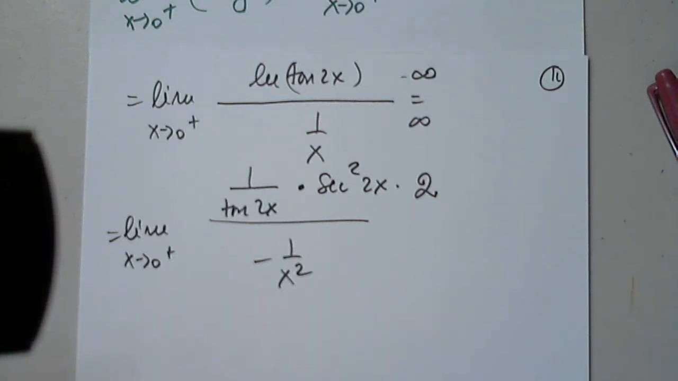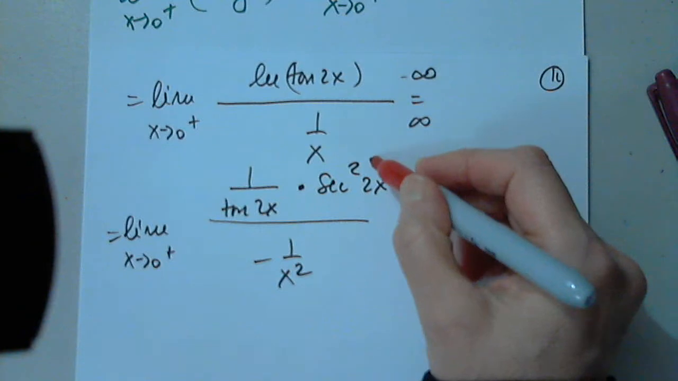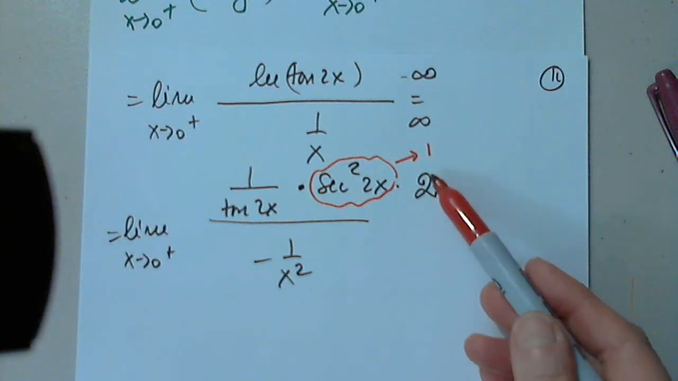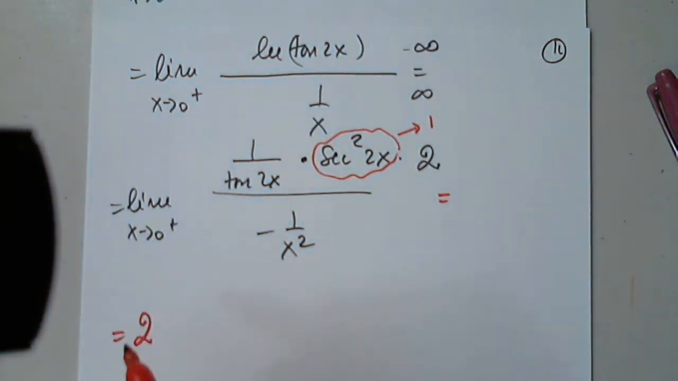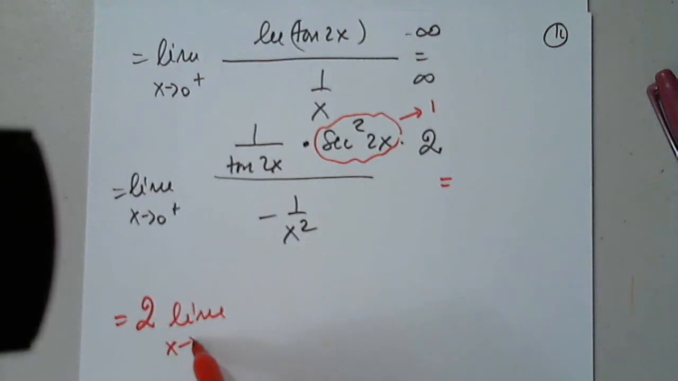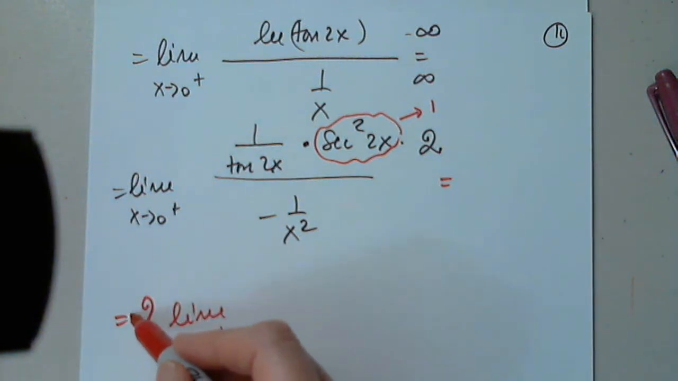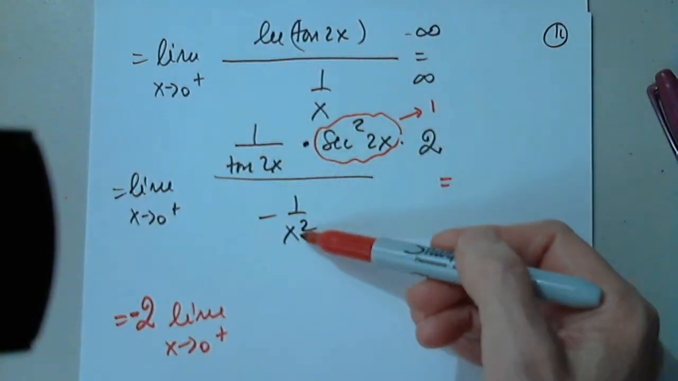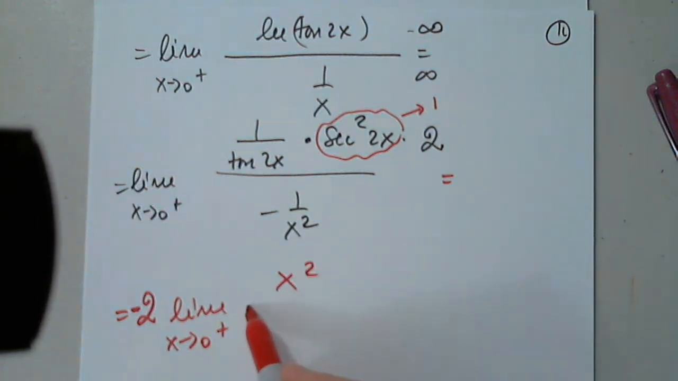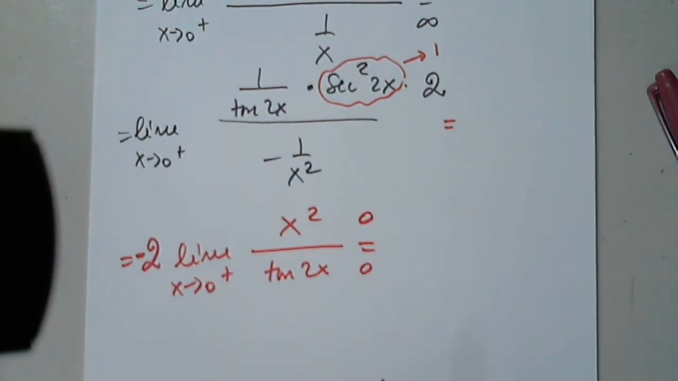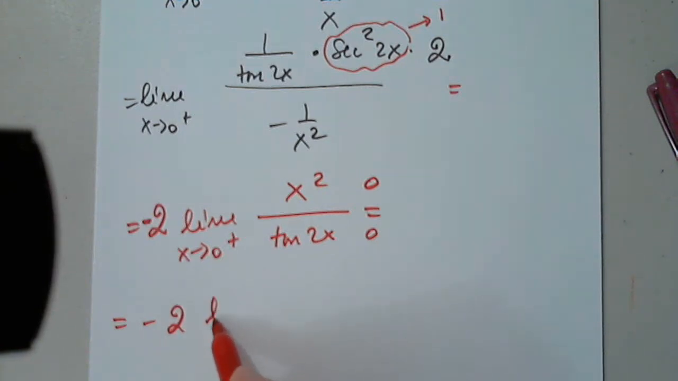Still ugly, but this, as you know, approaches 1. This is 2, so 1 and 2 will go in front as 2. Limit as x approaches 0 from the right. This fraction, oh, I'm going to also put the negative, this negative. This fraction over this fraction, I flip, right? So I get x squared over tangent to x. Nice. Okay. 0 over 0. Still nice. Negative 2. Limit as x approaches 0 from the right.